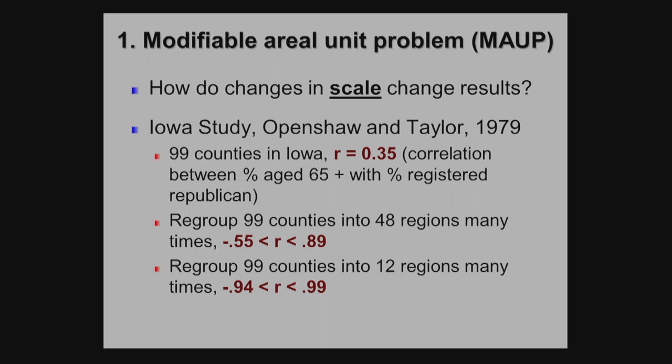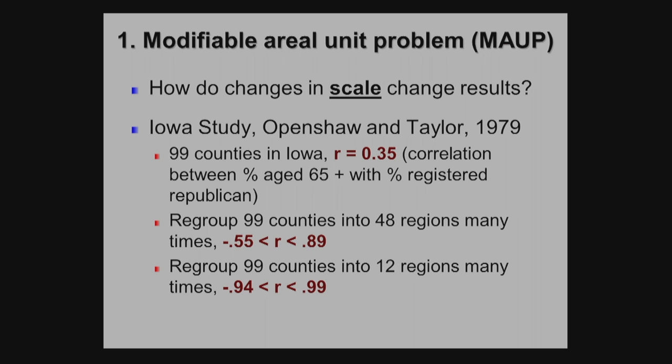Great. So here comes the exercise. Let's change both the scale and the zoning. And the first attempt was to change from 99 counties to only 48. So you're changing the scale. But try to rearrange this 48 in many different groupings. So now you're changing the zone, okay? So you're changing both at the same time. What we get is that the correlation now is going to vary from negative 0.55 to positive 0.89. So it can be anything.